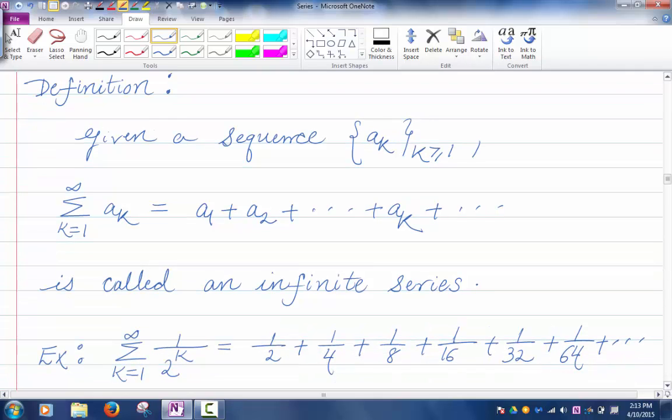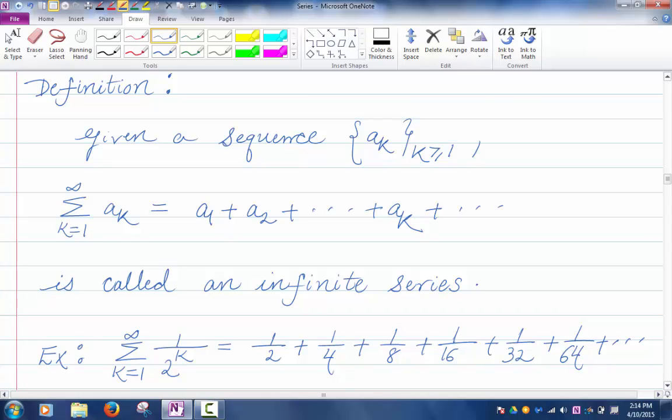Okay, so finally let me be a little bit more formal. So what is a series? Given an infinite sequence ak, k greater than or equal to 1, if I add up the terms of the sequence, I get a series, right? So summation k going from 1 to infinity of ak would be a1 plus a2 plus and so on, ak plus and so on. So the terms are coming from the sequence. You're adding up the sequence. So that's the infinite series, okay?